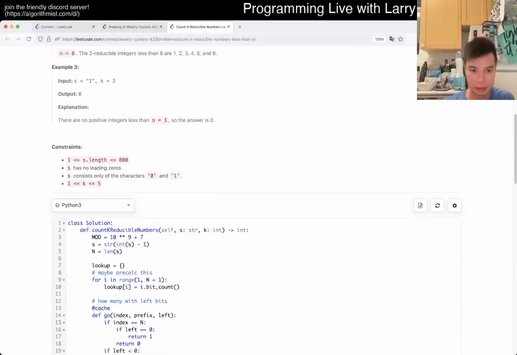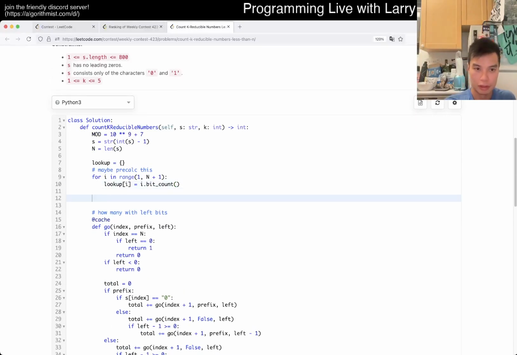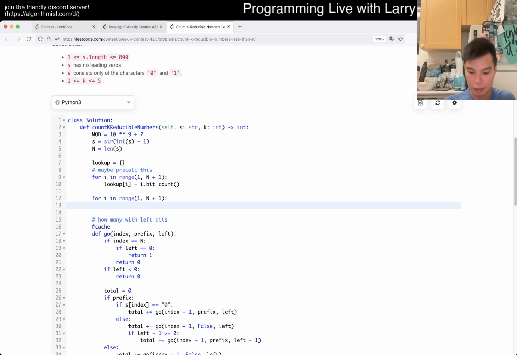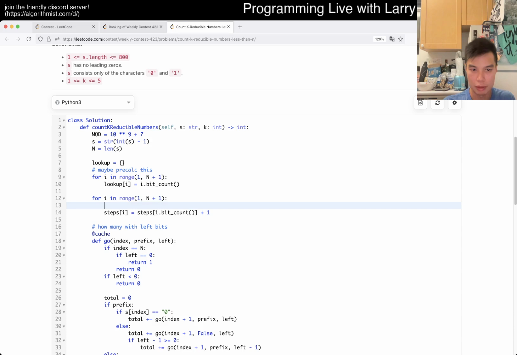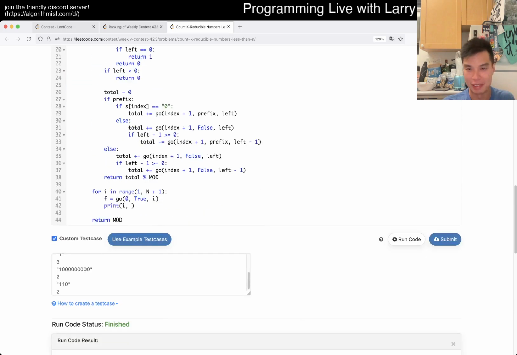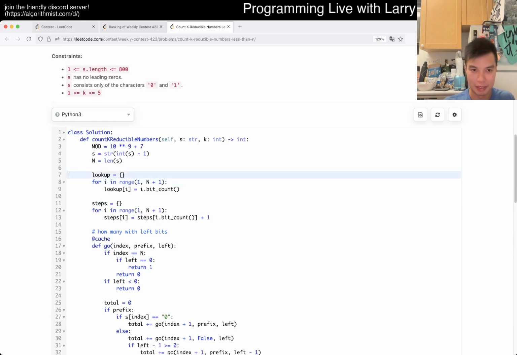Okay, maybe we'll be a little bit smart, but yeah. So for i in range from 1 to n plus 1, steps sub i is equal to steps of i bit count plus 1, right? This should be an array, honestly, but okay, fine.